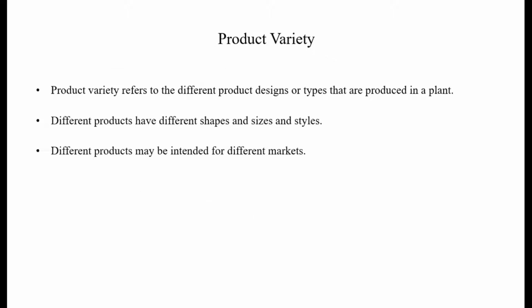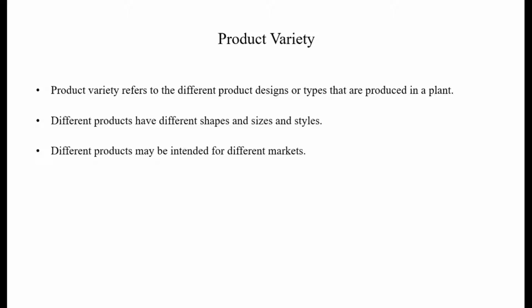Now we will discuss the product variety. Product variety basically refers to the different types of parts or products manufactured in the plant. If a company manufactures ballpoint pens, safety helmets, and washing machines, then the variety of this factory is three.